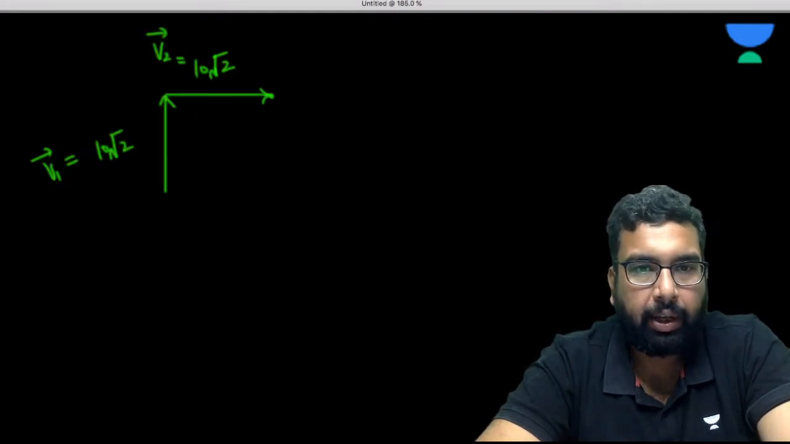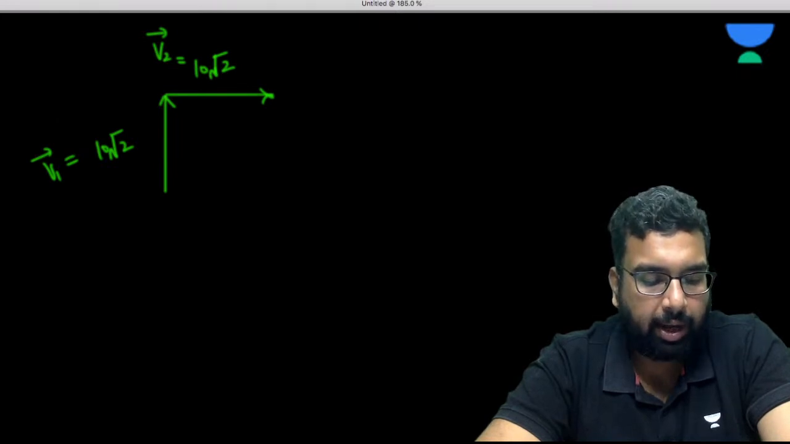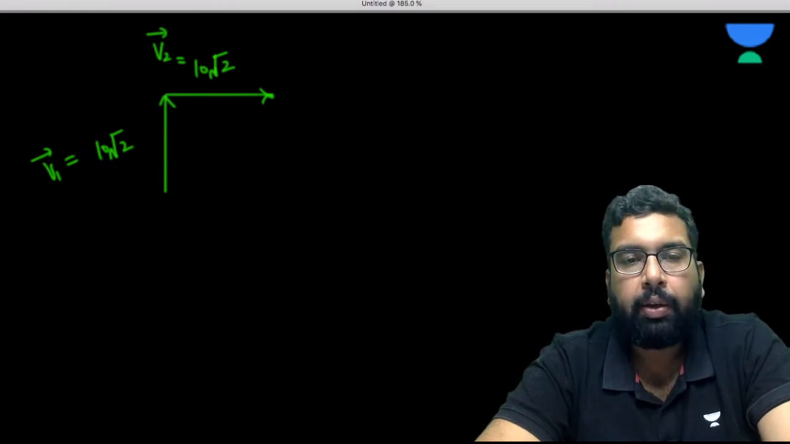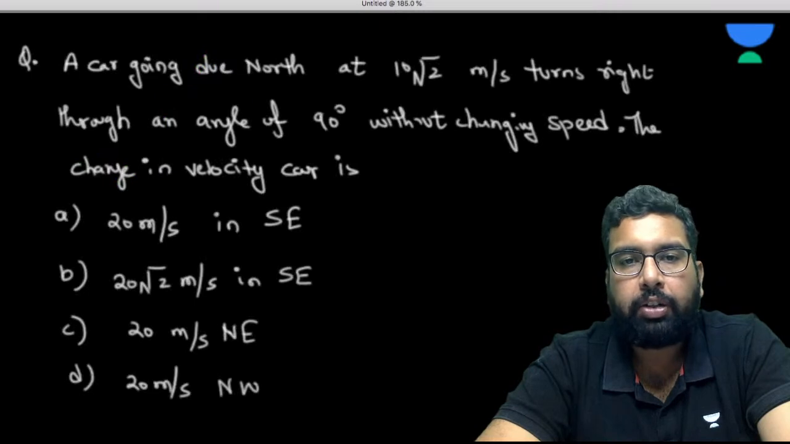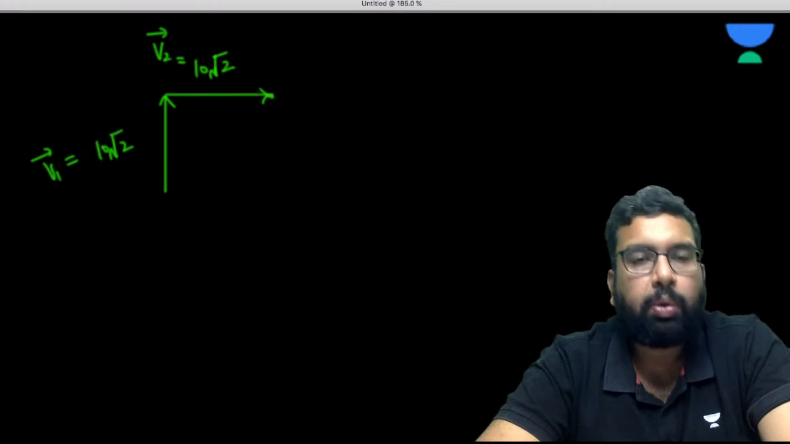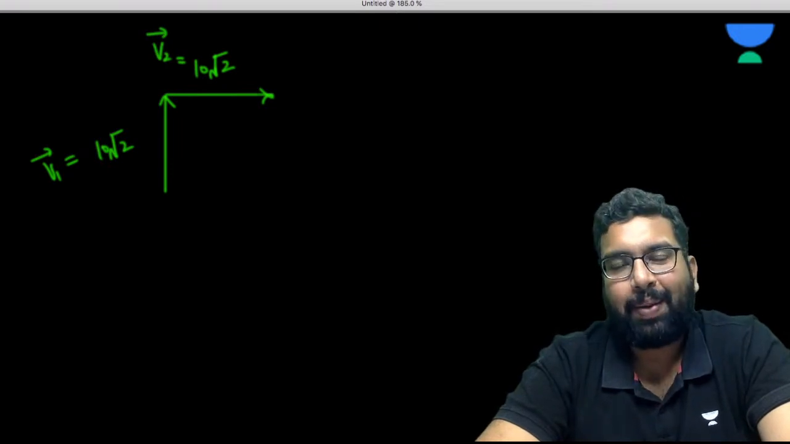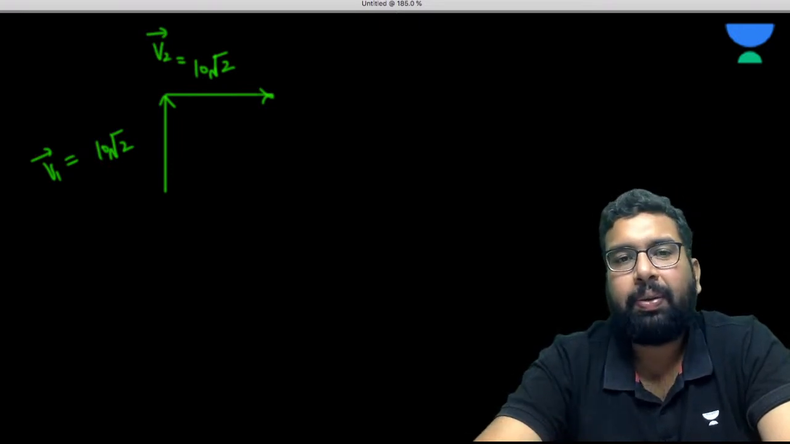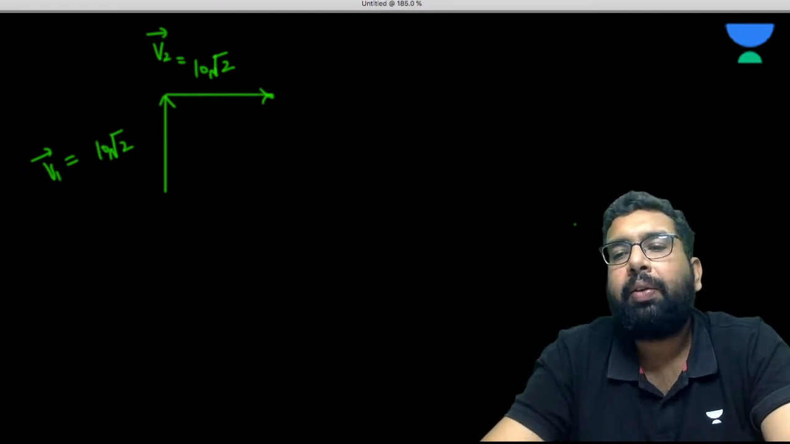Okay, so it took a right turn without changing the speed. So that means the magnitude remained the same and it took the right turn. So now what we have to do?